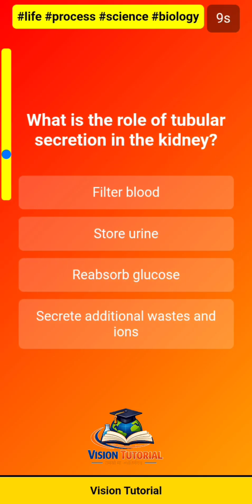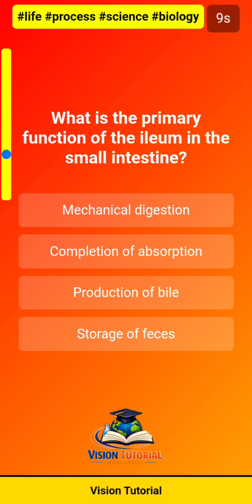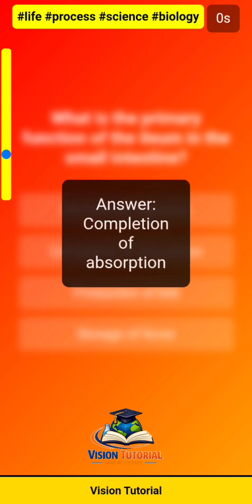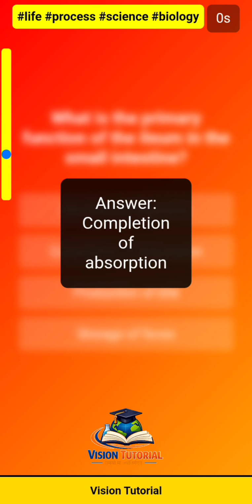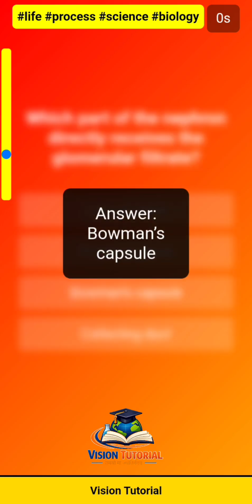The question is, what is the role of tubular secretion in the kidney? Answer: secrete additional wastes and ions. The question is, what is the primary function of the ileum in the small intestine? Answer: completion of absorption. The question is, which part of the nephron directly receives the glomerular filtrate? Answer: Bowman's capsule.